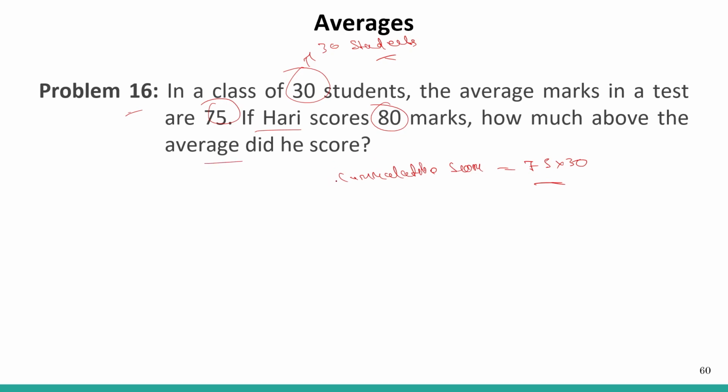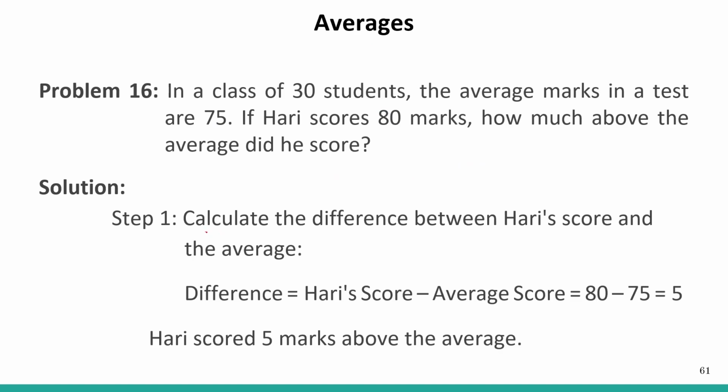So let's calculate the difference between Hari's score and the average. Hari's score was 80. The average score was 75 for the whole class. So the difference is 5 marks. So Hari scored 5 marks above the average.